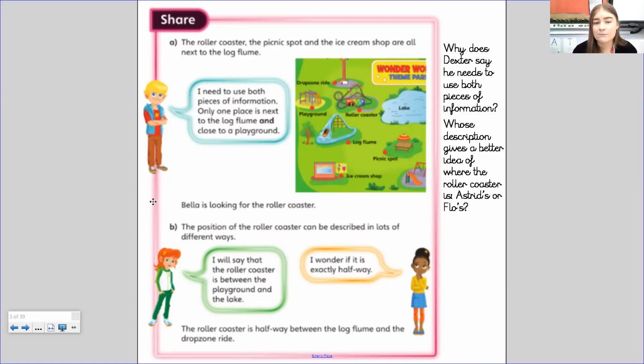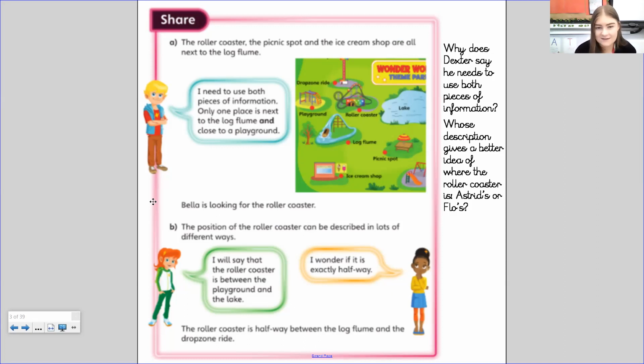He needs to use both pieces of information because there are 2 playgrounds. So we need to be specific to make sure he knows which playground we are talking about. Okay, and so the position of the roller coaster, we've got Astrid and Flo, and they are both describing where the roller coaster is.